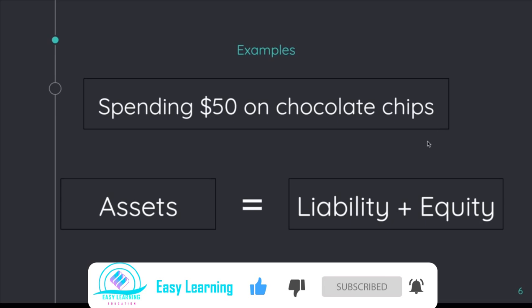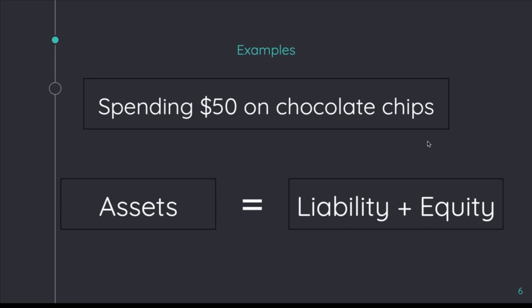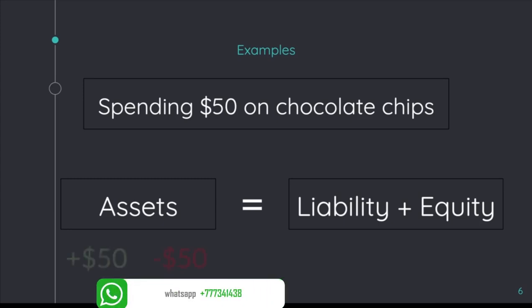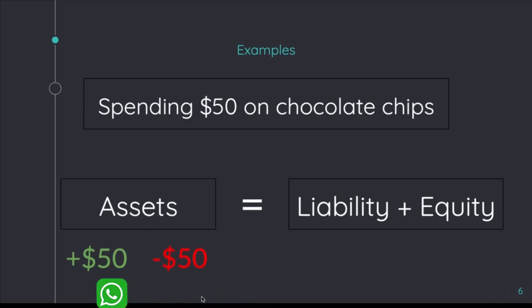Well, by increasing their inventory of chocolate chips by $50, the business adds $50 to their assets as inventory goes under assets. However, they paid in cash, so they lose $50 of assets. So here you go. Overall, through this transaction, does the accounting equation still hold true? Well, yes it does, because the net change on both sides is $0.